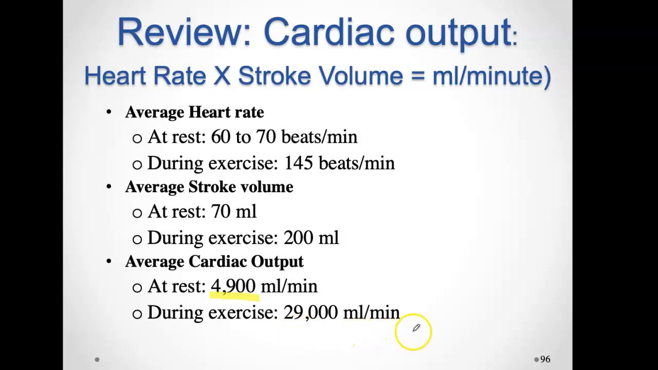So you're moving a lot of blood during these ejections, depending on whether you're at rest or during exercise.